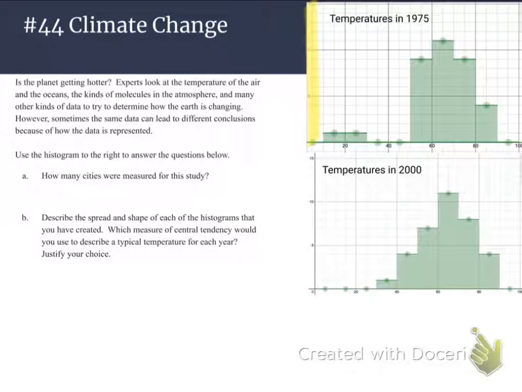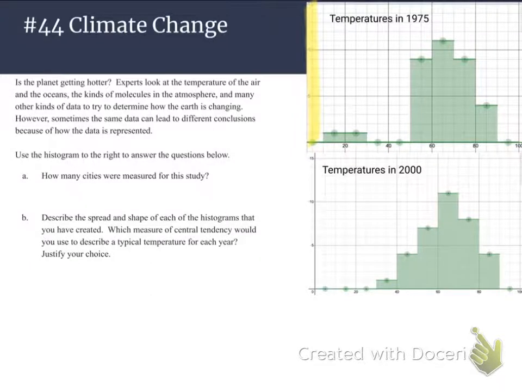Number 44, climate change. Is the planet getting hotter? Experts look at the temperature in the air and the oceans, the kinds of molecules in the atmosphere, and many other kinds of data to try to determine how the Earth is changing. However, sometimes the same data can lead you to different conclusions because of how the data is represented.